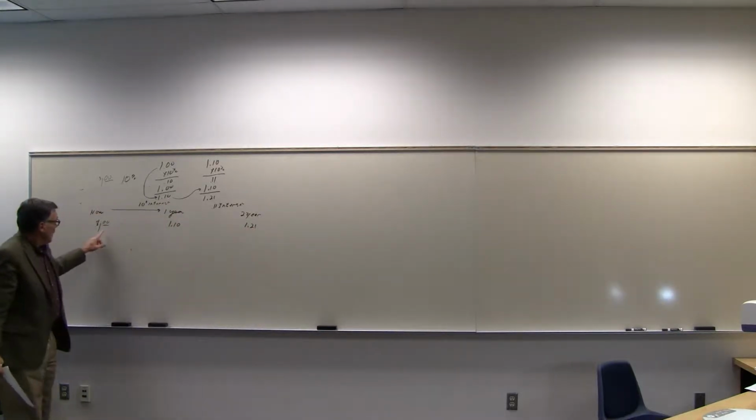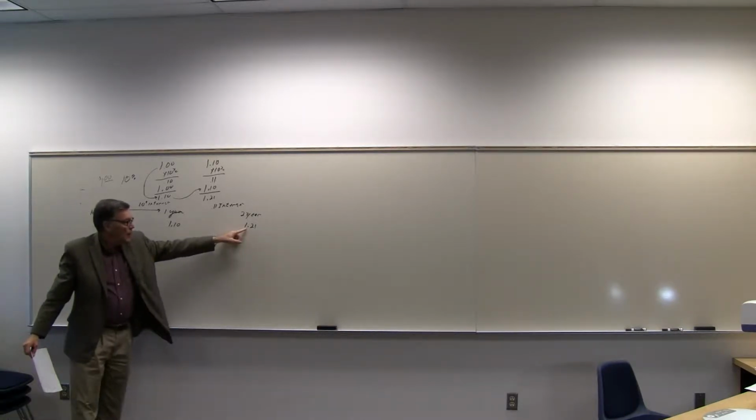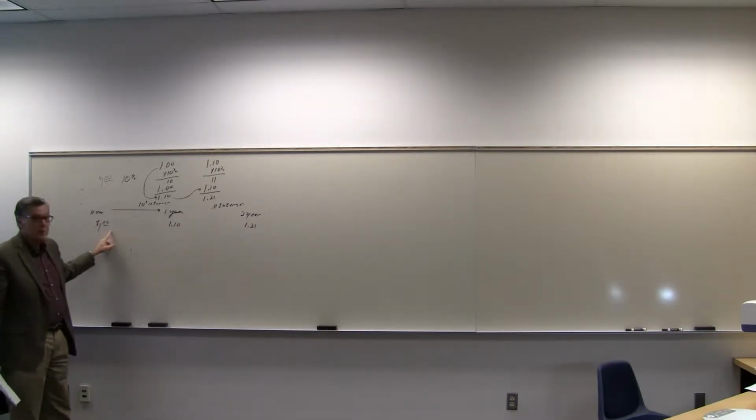So $1 now is worth more than $1 in the future. Okay, because $1.21 is the same as $1 2 years in the future at 10% interest. So it's like compound interest?